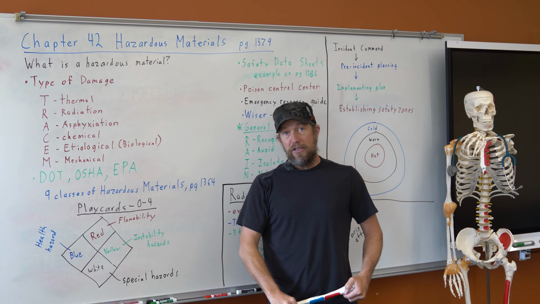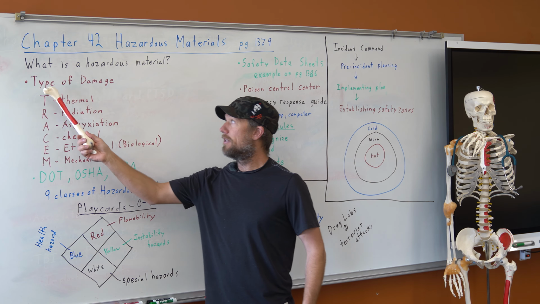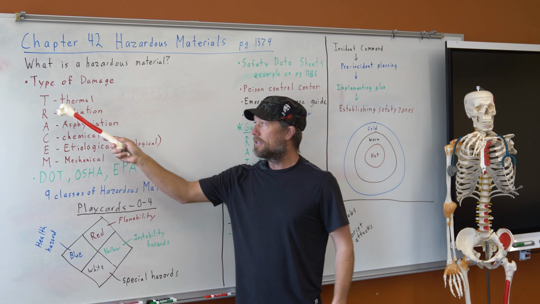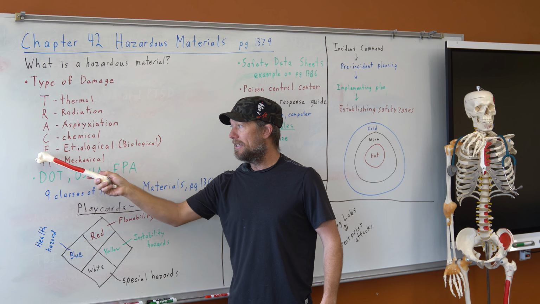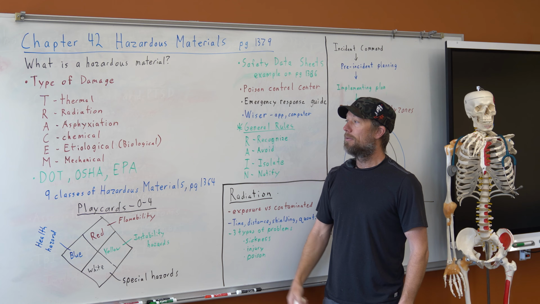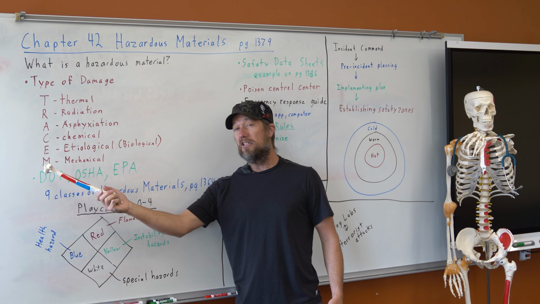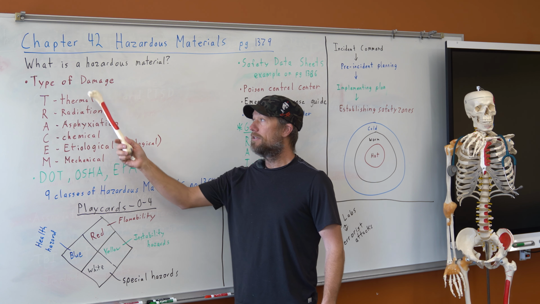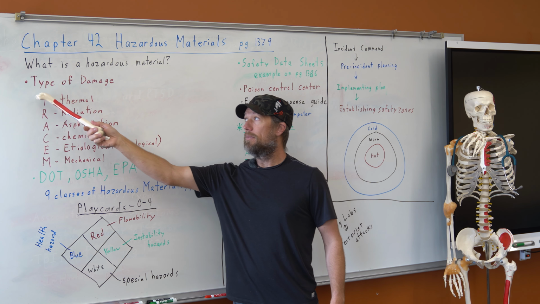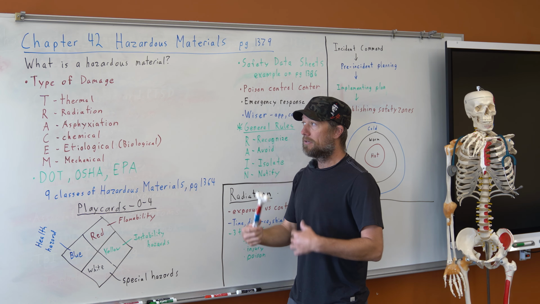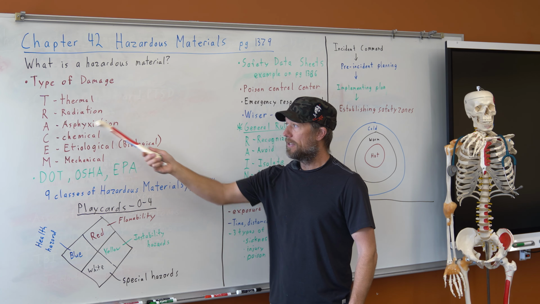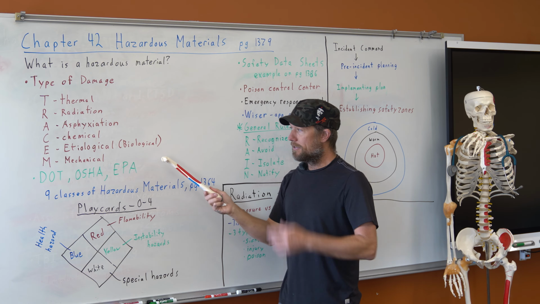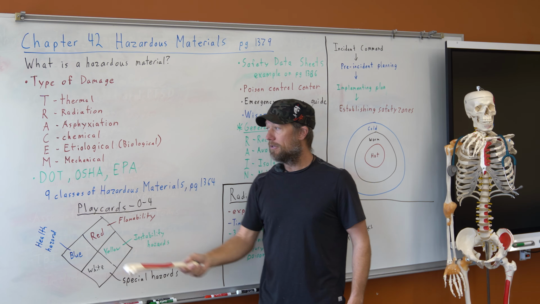Some stuff that you probably need to know for National Registry is the type of damage that this material can cause to us. And they use this acronym, TRACEM. The number of times I've applied this to my actual practice is 0. The number of times I've seen it on tests, National Registry, pretty frequent. So make sure that you are familiar with this acronym. What it means is what type of damage a hazardous material can cause to you. T is thermal, R is radiation, A is asphyxiation, C is chemical, E is etiological, which is something biological, and M is mechanical, something that causes harm to you.